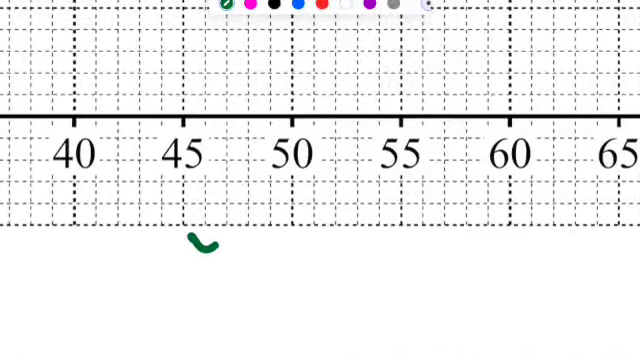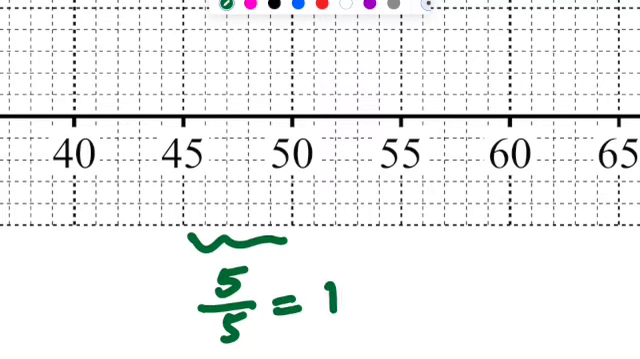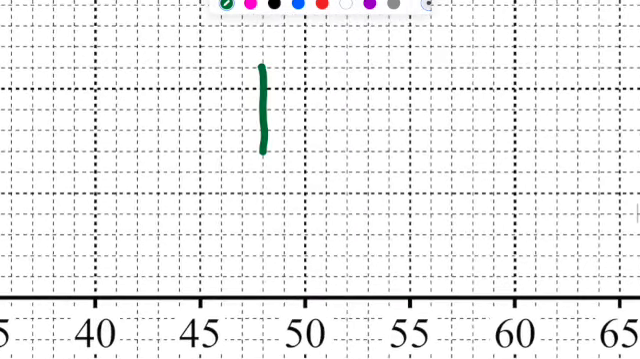So this gap is 5, and how many parts are there? 5. So each part is 1. So 48 is going to be this line. Then Q2 is 51. 51 is this line. Then 60. 60 is this line.